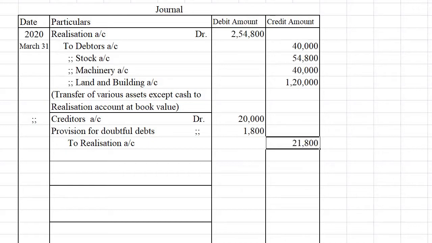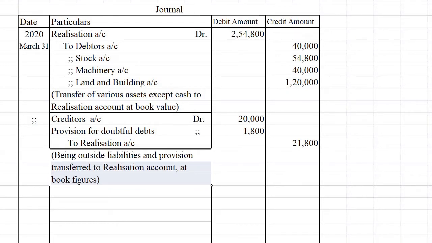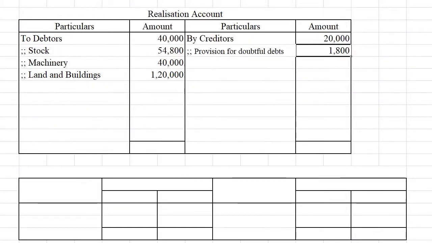21,800. So the narration being creditors and provision for doubtful debts transferred in its book figures. Okay. Then let us come back to the realization account again. Now what is the next step? We have to sell all these assets. So the journal entry is by cash or bank. Here we can write bank because in the balance sheet also there is no entry regarding cash. That means cash in hand is not there. So we can proceed with the bank account.